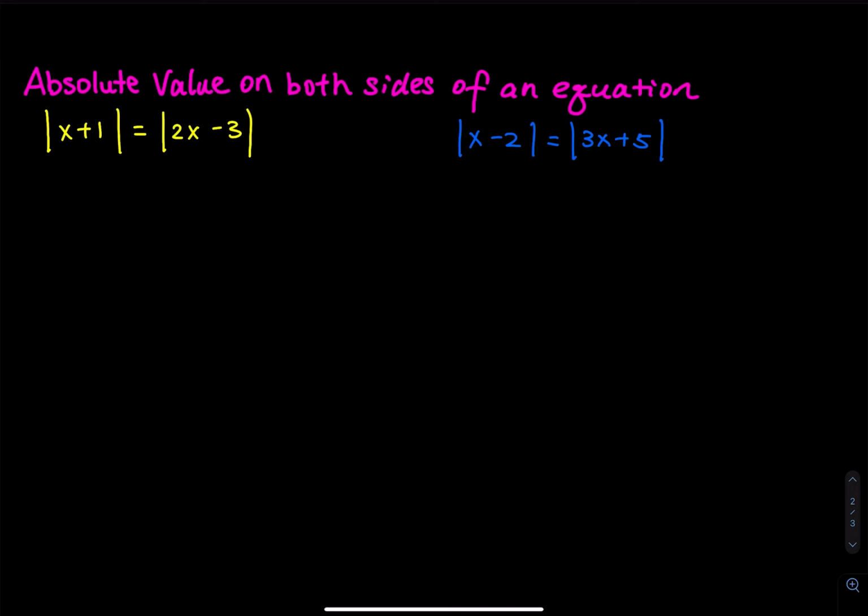What to do when you have an absolute value on both sides of an equation. So the first step, just like with one absolute value on one side, is you just remove all the absolute values. So you do x plus 1 equals 2x minus 3. That's the first one. And then the second one, you also remove the absolute value.